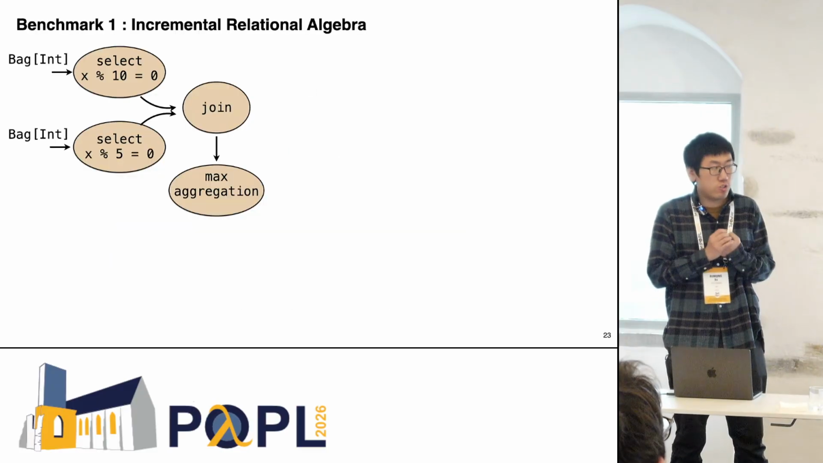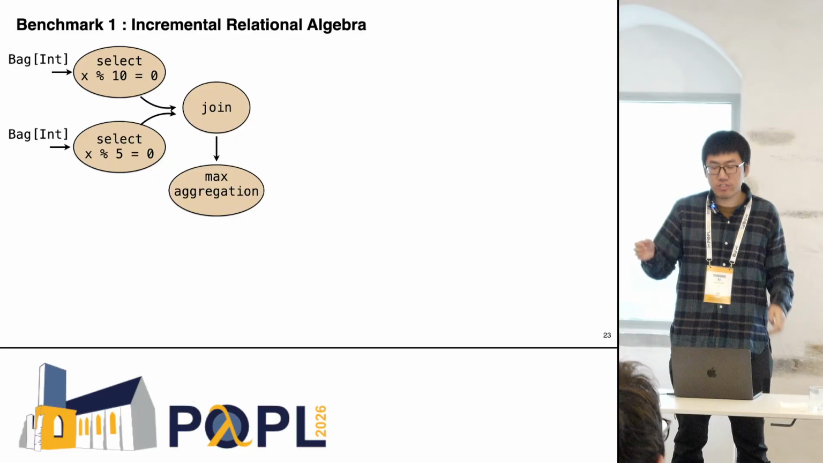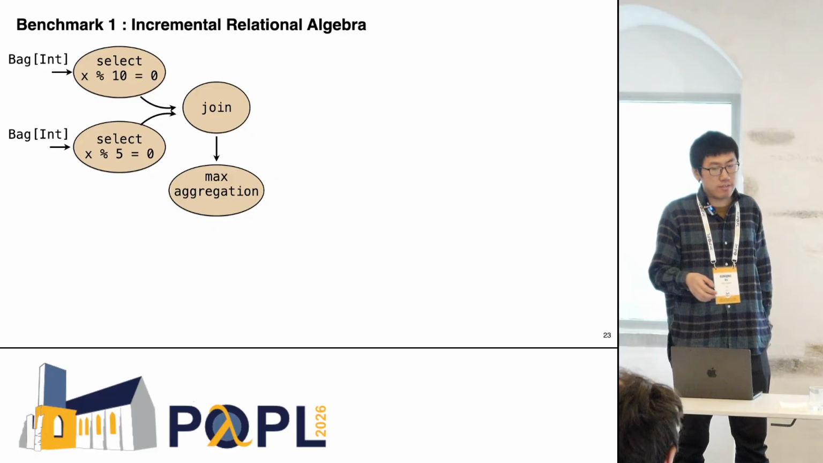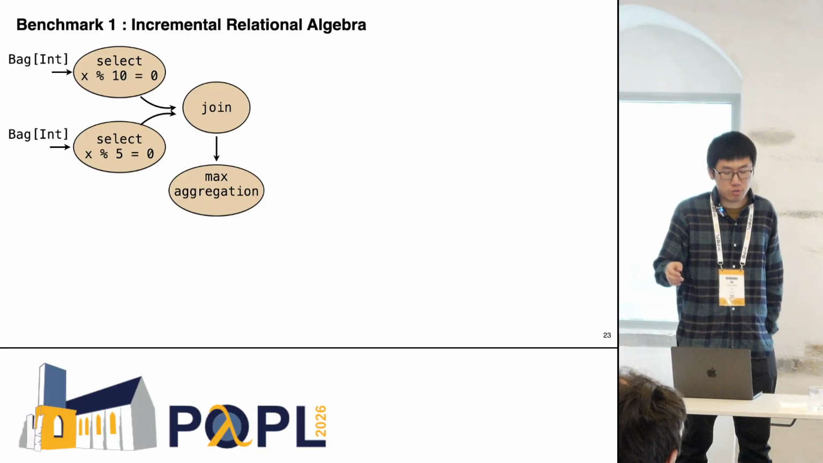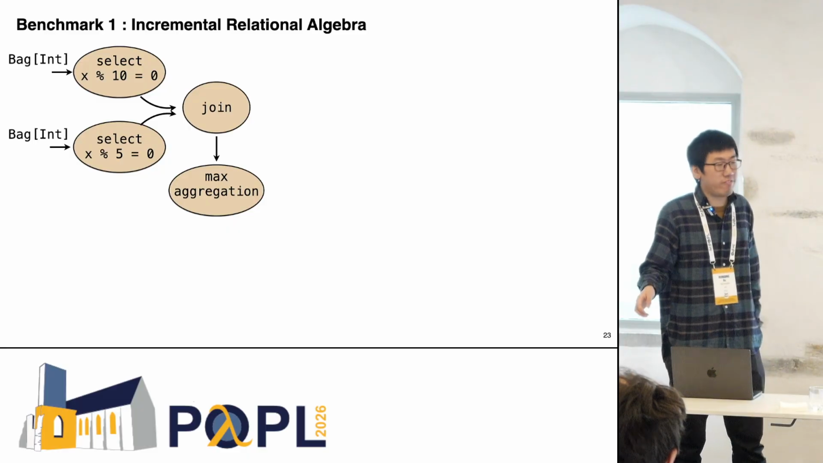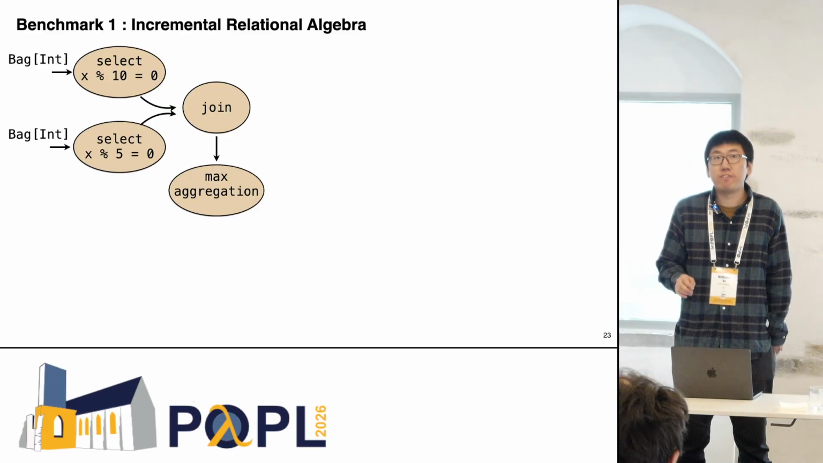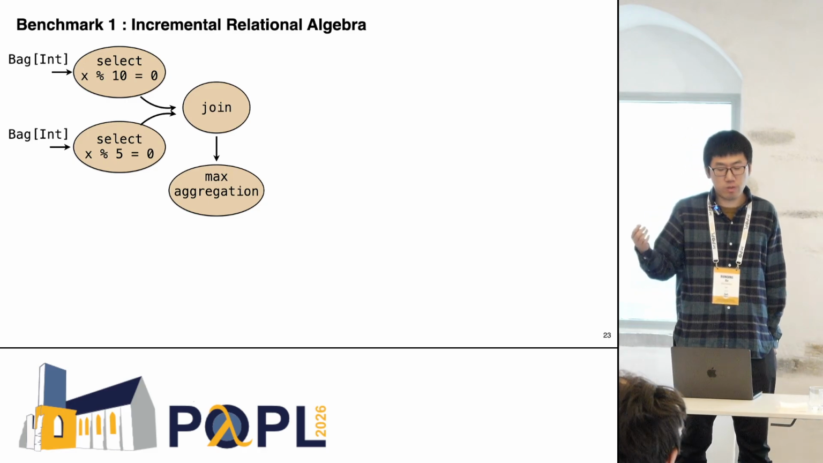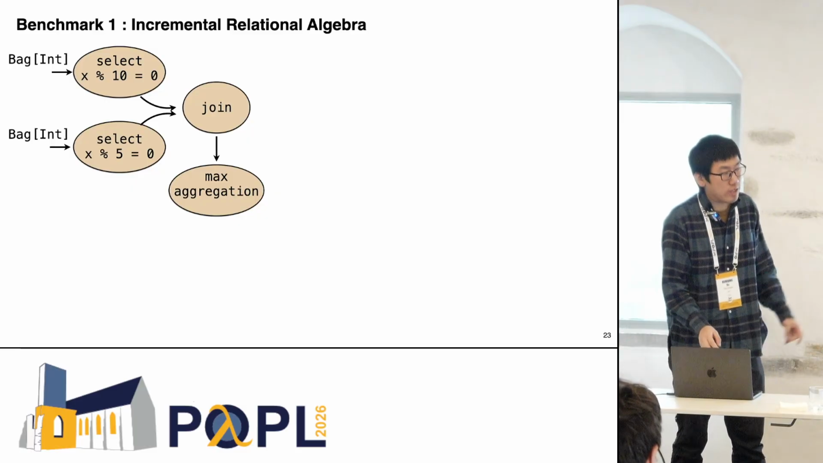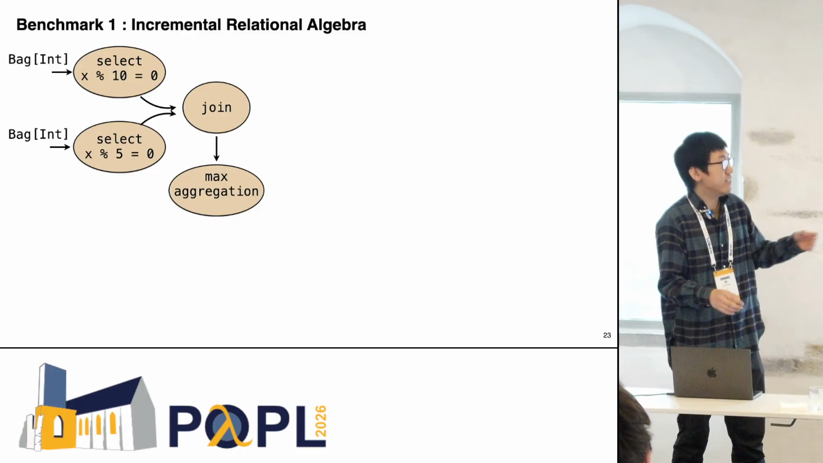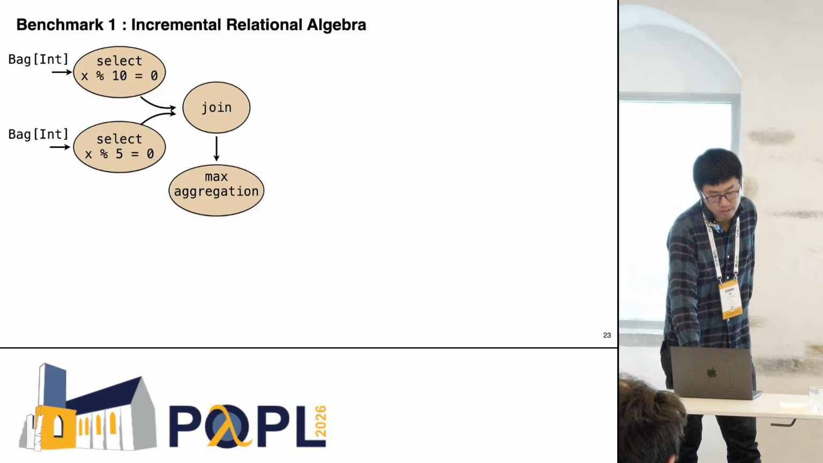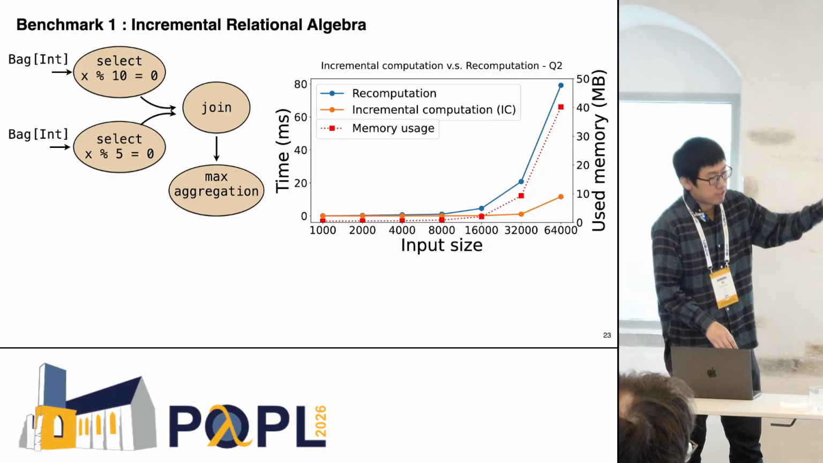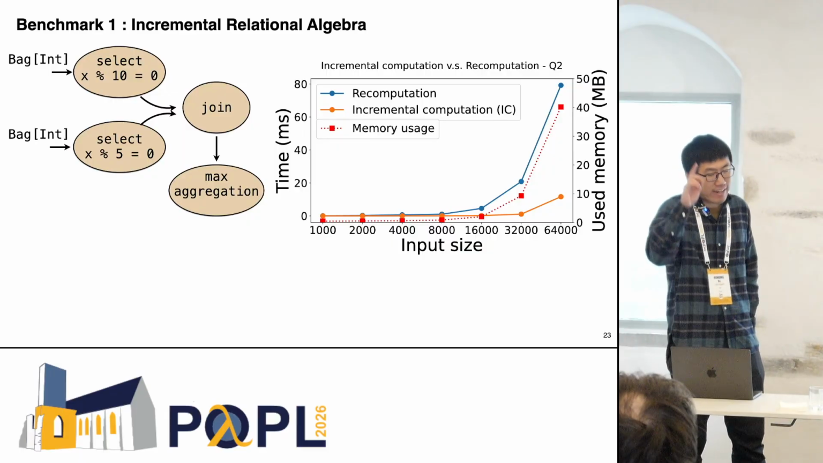What we also did is extract this Rocq code to executable OCaml code and build several benchmarks to test their practical performance. For example, this first one consists of 2 selection operators and 1 join operator, and finally we do a max aggregation, and we randomly put in union changes or deletion changes to this computation to test its performance.